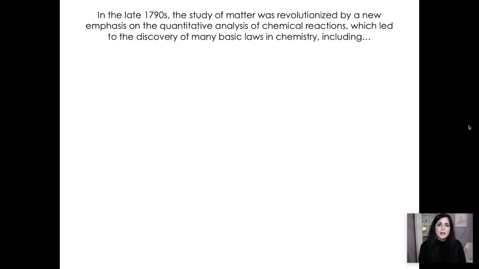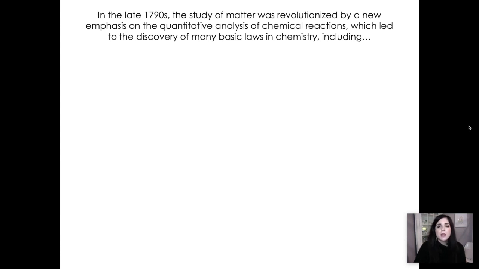Chemistry in the scheme of all of science is actually a relatively new branch of science, and that's because we need a lot of equipment in order to study chemistry. We need scales, we need thermometers, we need lots of different pieces of glassware. So something as simple as the law of conservation of mass really only came to light back in the late 1790s. And in relation to physics and biology and even astronomy, that's very late in terms of a lot of the other branches of science.